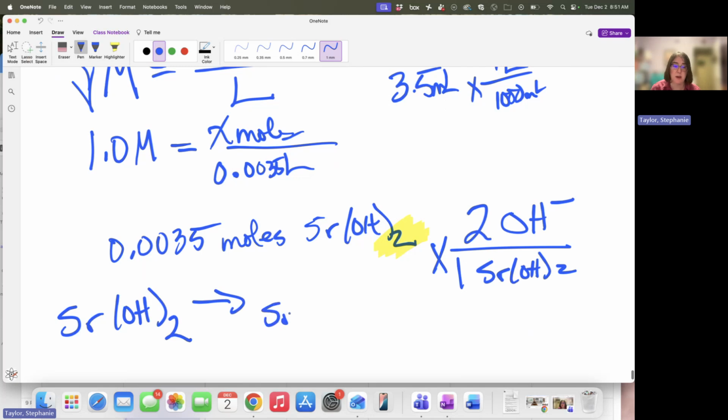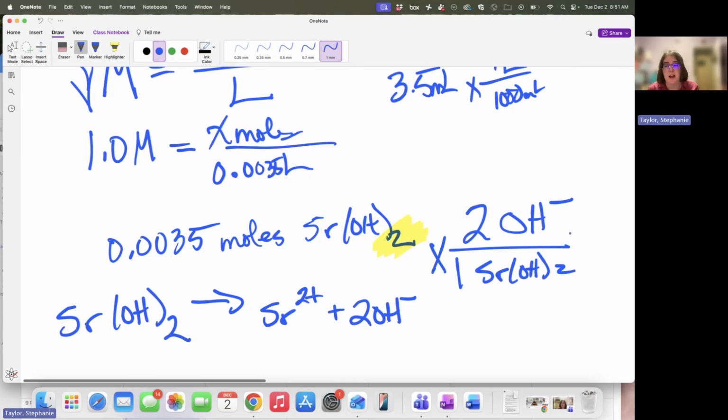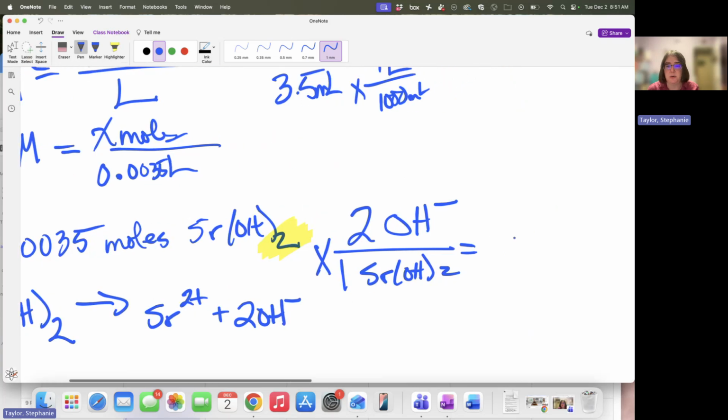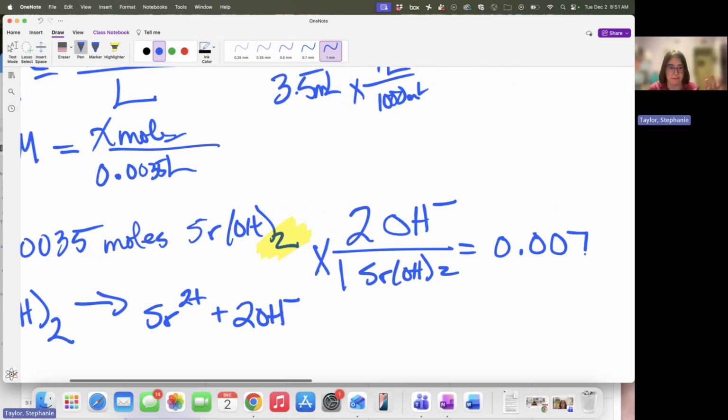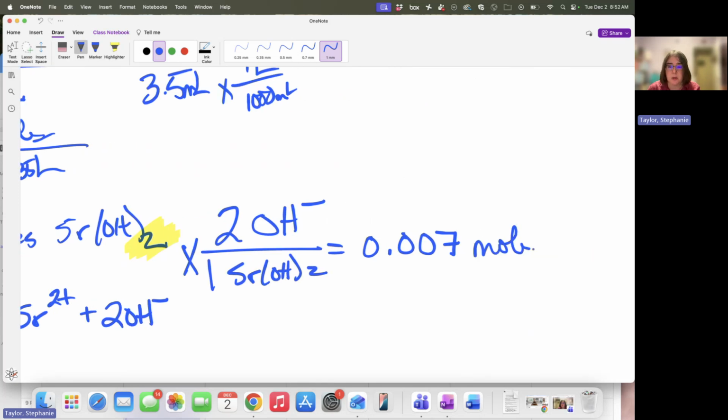You can also think, what would this look like as a strong electrolyte? You can do some math on here, considering what would happen to this if it was a strong electrolyte, and how would I write this out as an ionic equation? That will also get you the relationship between the strontium hydroxide and the hydroxide. So now I know I need to multiply that by 2, so that gets me 0.007 moles. And this is now moles of hydroxide.